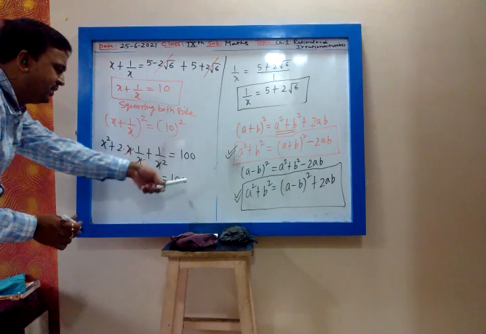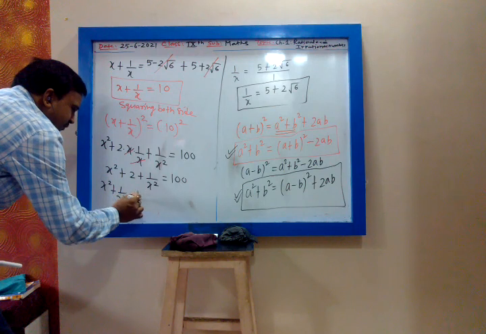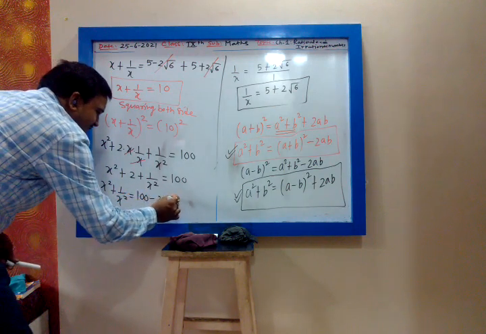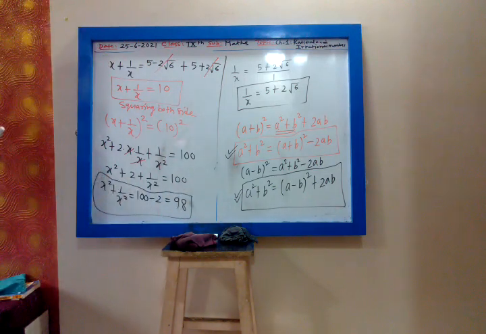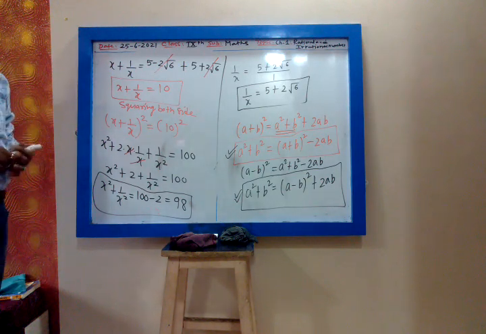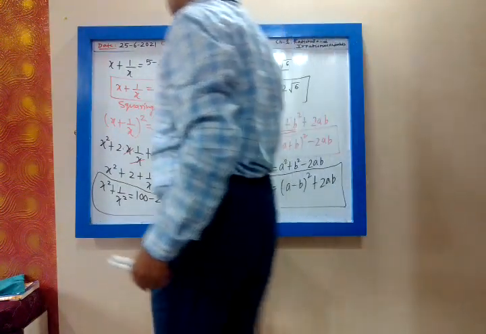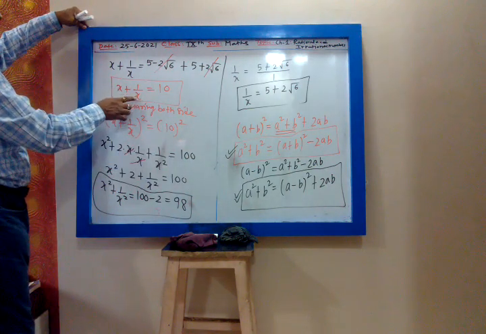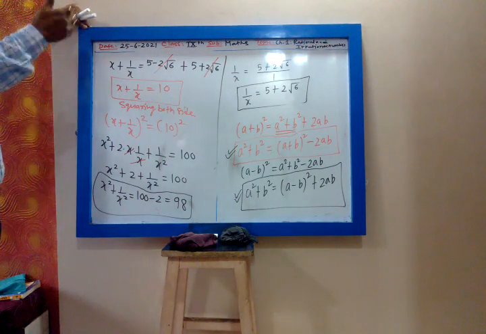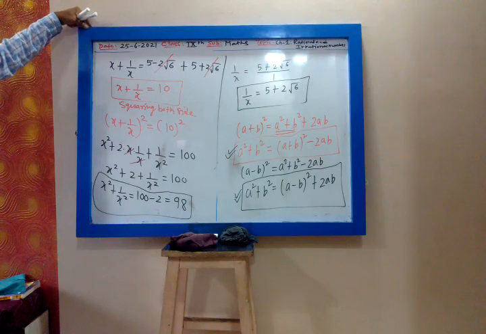So now you take 2 to the other side. So x square plus 1 upon x square is 100 minus 2, and that is 98. So the answer is 98. Are you getting? The answer is 98. So you can also use this formula. If you want to use the formula a minus b, then you will find x minus 1 upon x, then you will find (x minus 1 upon x) whole square. The same answer you will get. Got it?